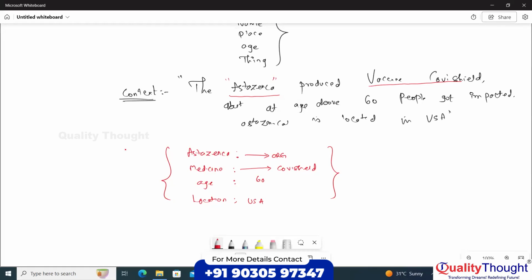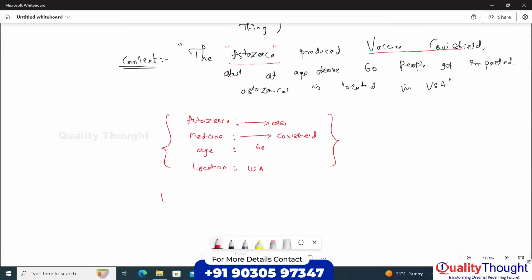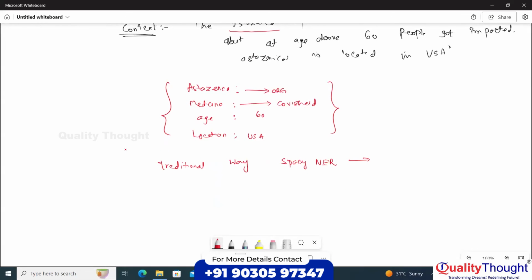In the traditional way, we had NER, like spaCy NER, where we need to train the model and tell it about the entire sentence: 1 to 15 is an organization, 23 to 45 is the name of the company. That's where we need to make the data and train it.